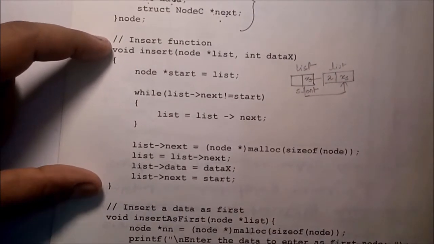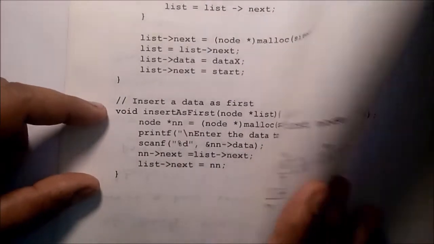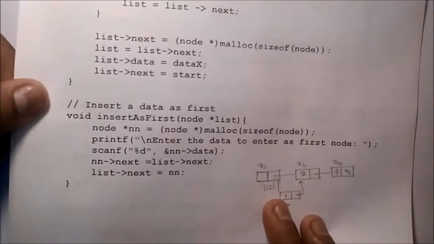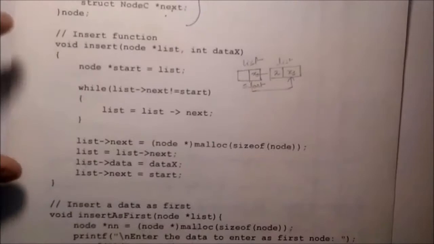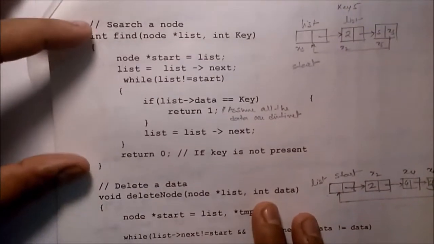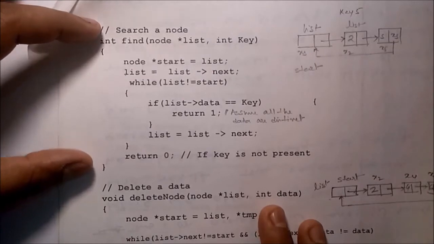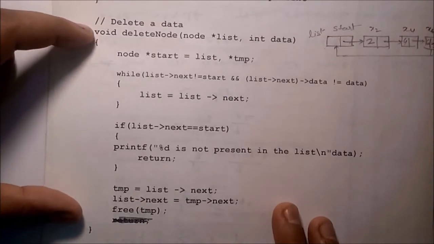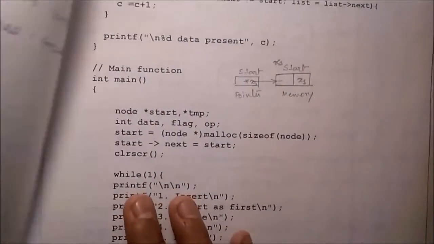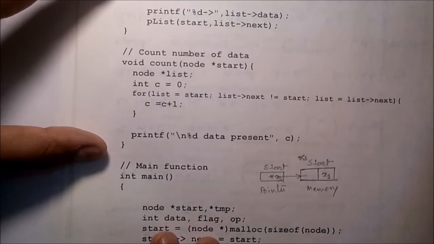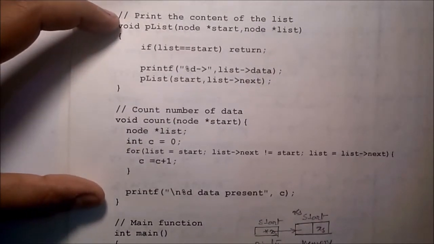Now you can see this is the insert function, the insert as first function. These are the lines for the insert as first function. Clear? Next, search a node. Now this is our delete a node function for the circular linked list. And this particular function prints the content of the list.